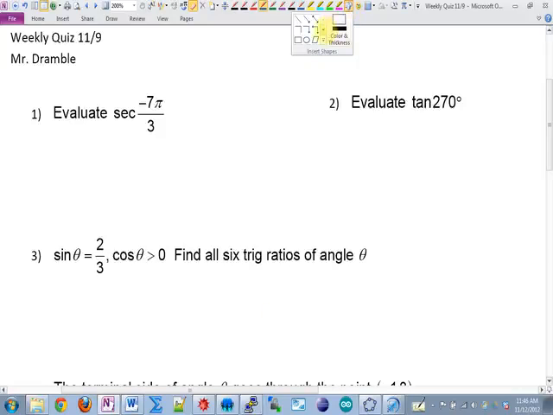Let's go over this quiz. Number 1. The secant of negative 7 pi thirds.